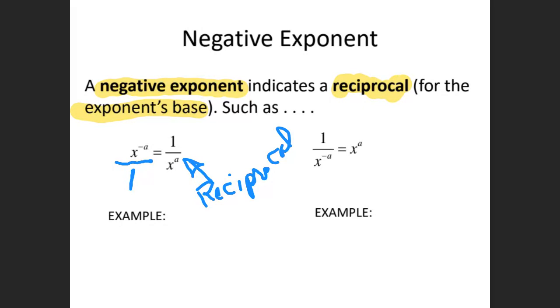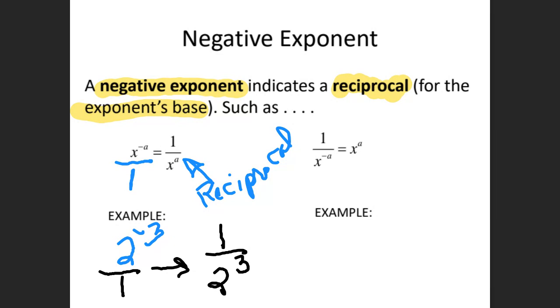And an example would be 2 to the negative 3. I would then rewrite this by putting a 1 under here and then flipping it, 1 over 2 to the positive 3. This is my reciprocal.